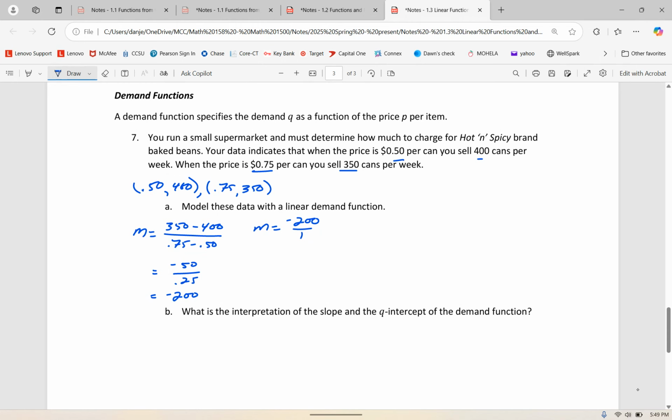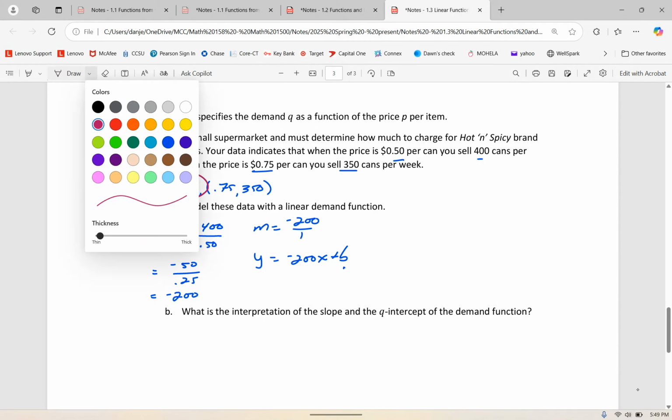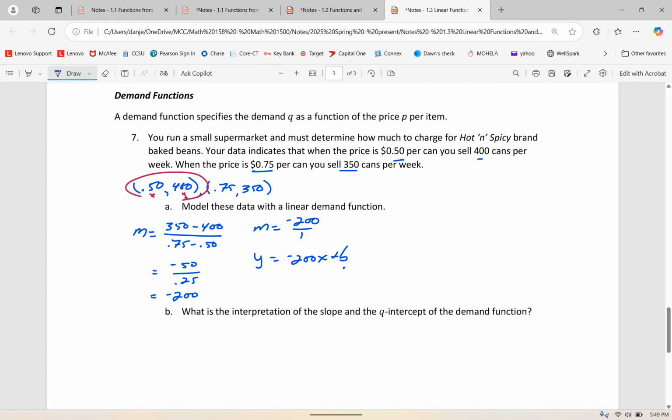Okay, so I have y equals negative 200x plus b. To find my b, I'm going to pick one of my points. Let's just go with the first one, x and y. So 400 equals negative 200 times 0.50 plus b. So 400 equals negative 100 plus b. B would be 500. So y equals negative 200x plus 500.